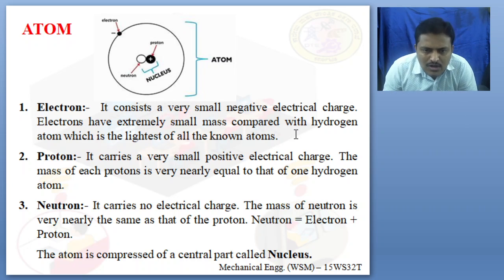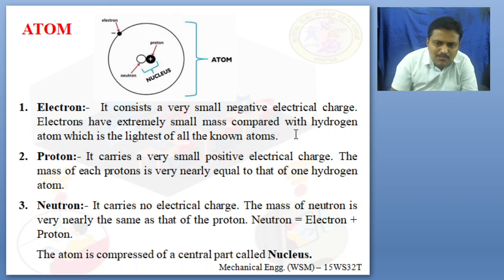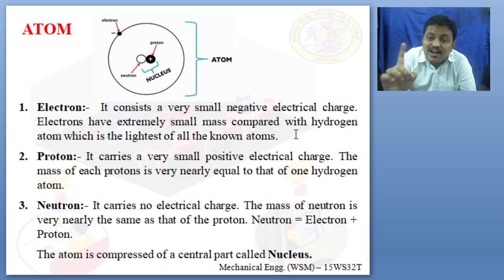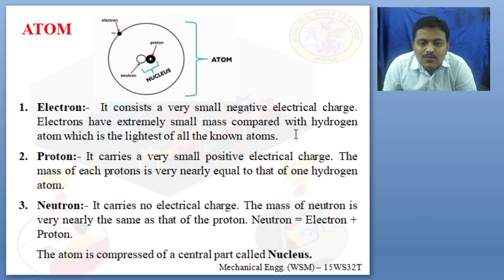So coming to the protons. A proton is positively charged. Electrons negatively charged, protons positively charged. Coming to the mass, in electrons it is a small mass compared to hydrogen, but in a proton, it is equal. The mass of the proton is equal to that of one hydrogen atom. The hydrogen atom mass and the proton mass is equal, balanced. So it is the same. So that is what is proton.